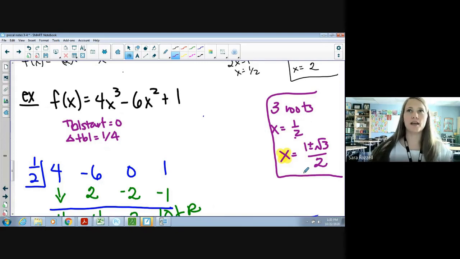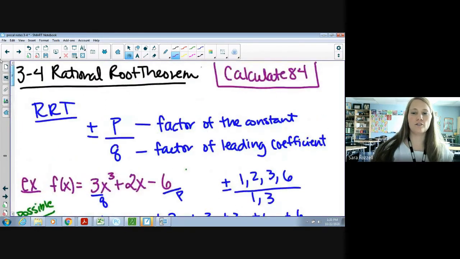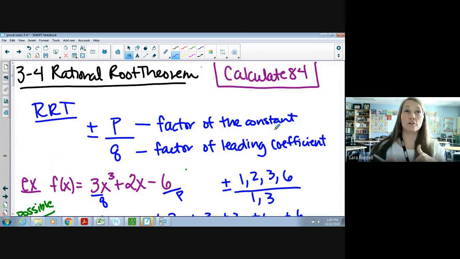Marlon, did you see the app that I wrote down for the calculator? It's called Calculate 84. So if you search for that in the App Store, you can get it on your phone, and it's just like a regular school calculator.